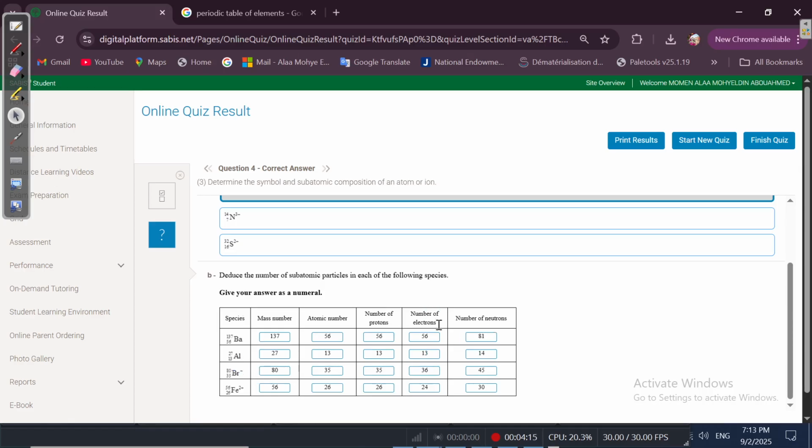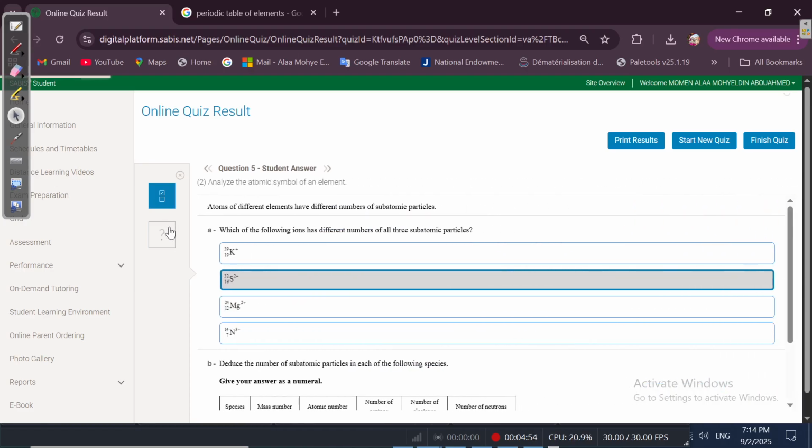What do I mean by the number of electrons depending on the charge? Here it is 56 and there's no charge, so it remains 56. Aluminum, 13, remains. But for bromine, or the bromide ion, it's originally 35 electrons, but an electron was added, making the total charge negative. So it's 35, and then you add one more electron, making it 36. For Fe, there were 26 electrons, 2 were removed, making the total 2 plus. So now it's 24 electrons.